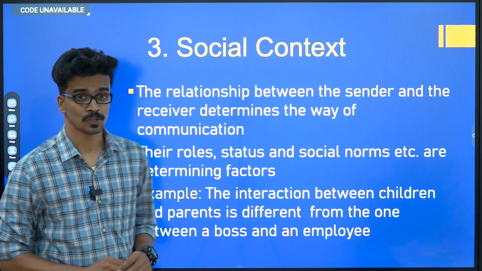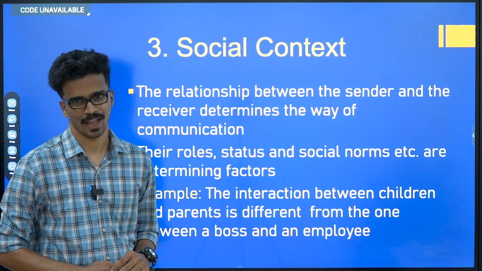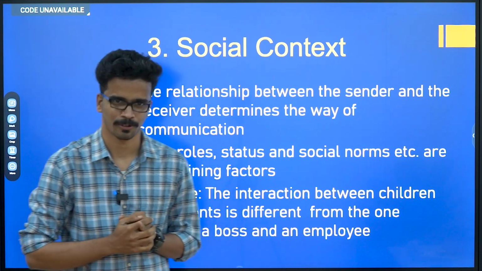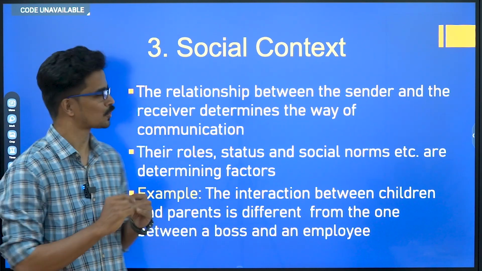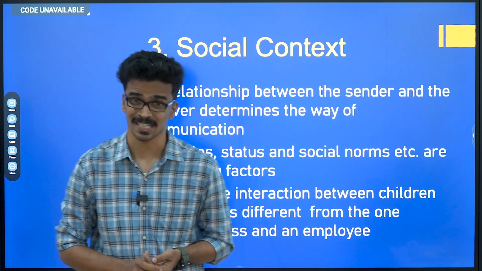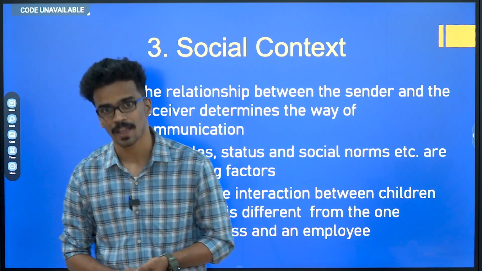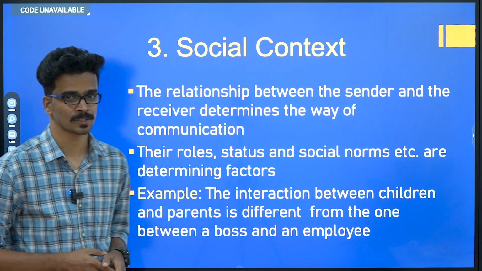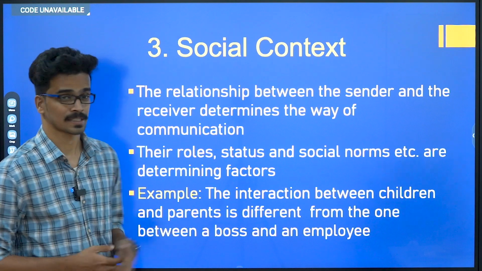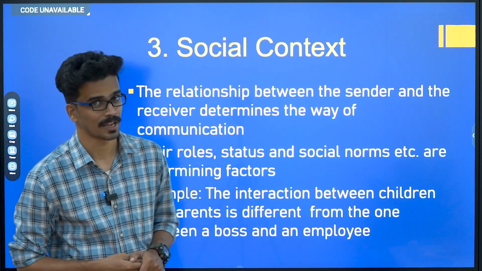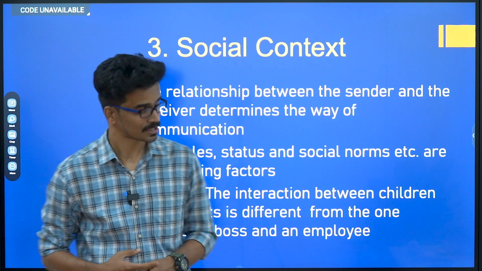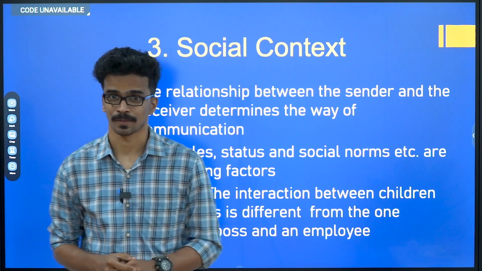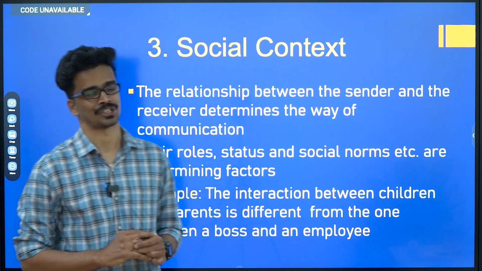That is called social context. So we have talked about physical context, where place determines the way of communication or interaction. We have talked about historical context, where our past experiences can help us modify our message. And now social context, that is the social roles, social norms, status, everything that determines our way of communication, which comes under social context, which is the third classification of context with regard to communication.